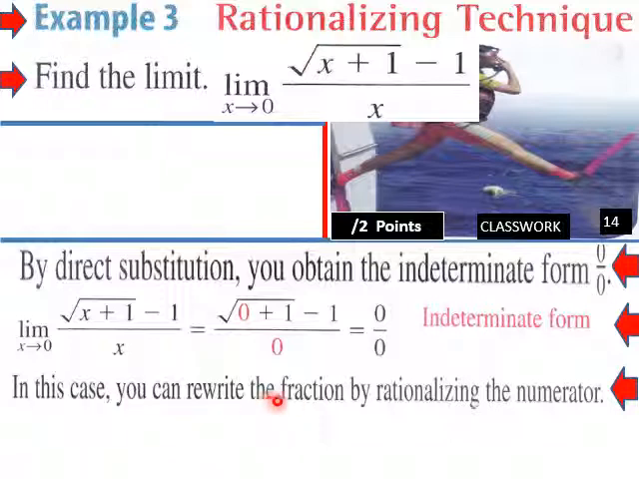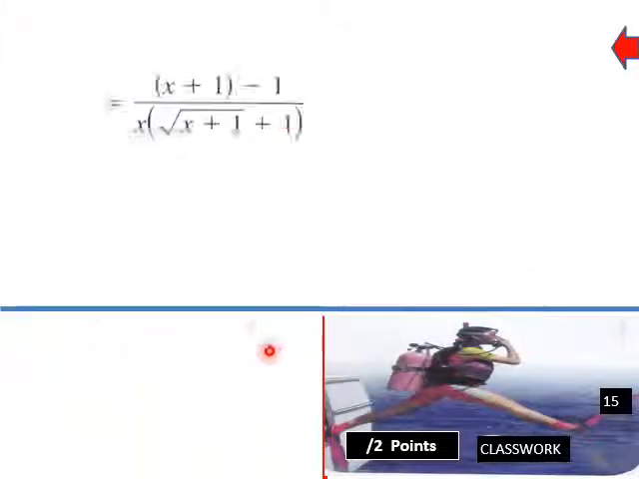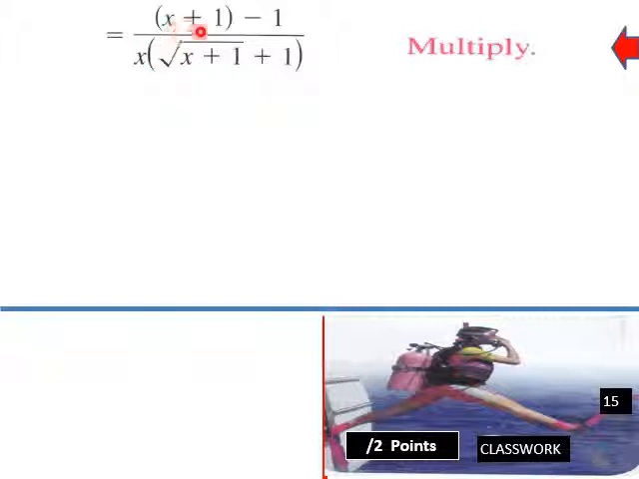In this case, you can rewrite the fraction by rationalizing the numerator. And we're going to do that by multiplying by 1. And so we multiply numerator and denominator by that. And then once we multiply that out, we get x plus 1 minus 1 over this quantity down here, x times quantity radical x plus 1 plus 1.